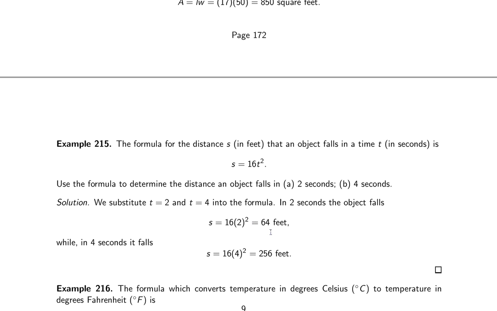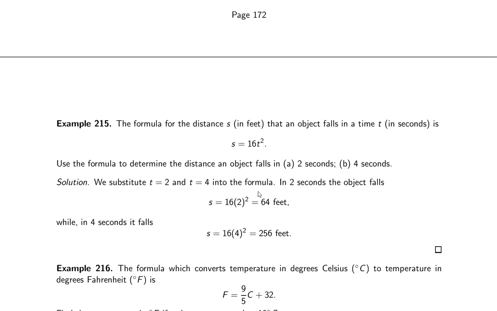All right, so if you drop something and you're high enough up, in 2 seconds it's going to fall 64 feet. If you drop something and it can fall for 4 seconds, then this time 4 squared is 16, times 16 is 256 feet. Okay, so some basic physics here.